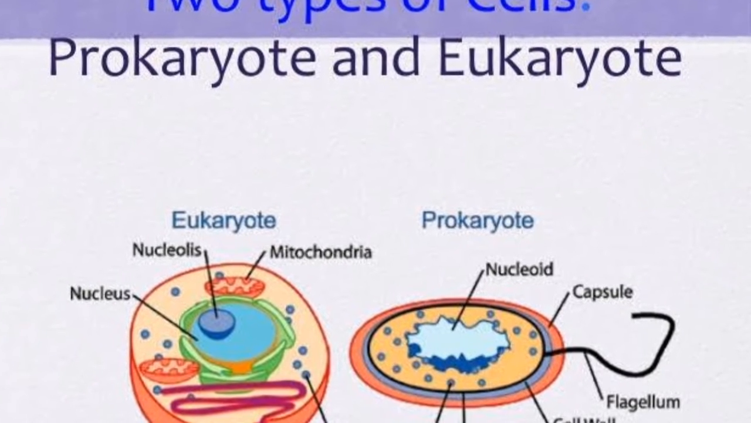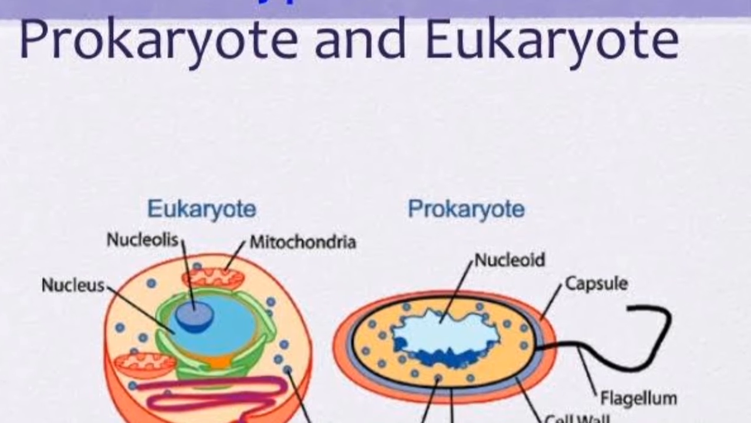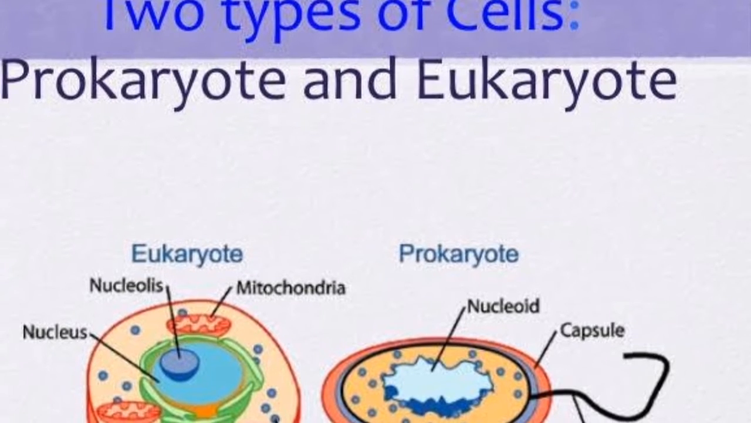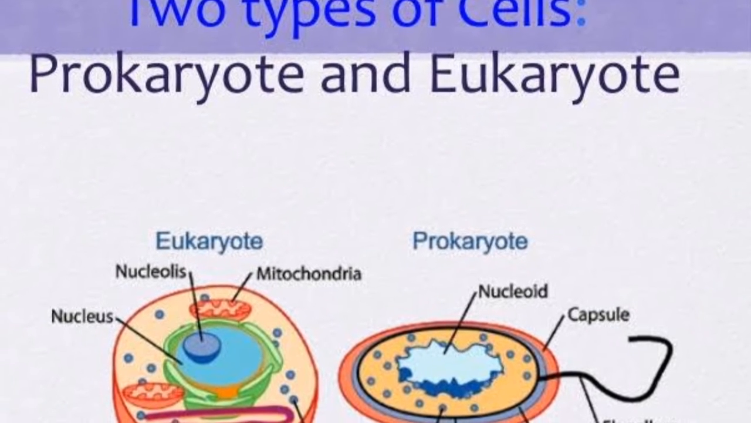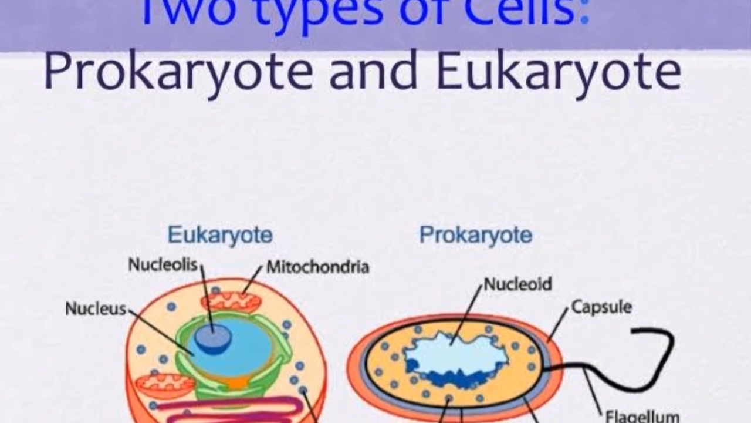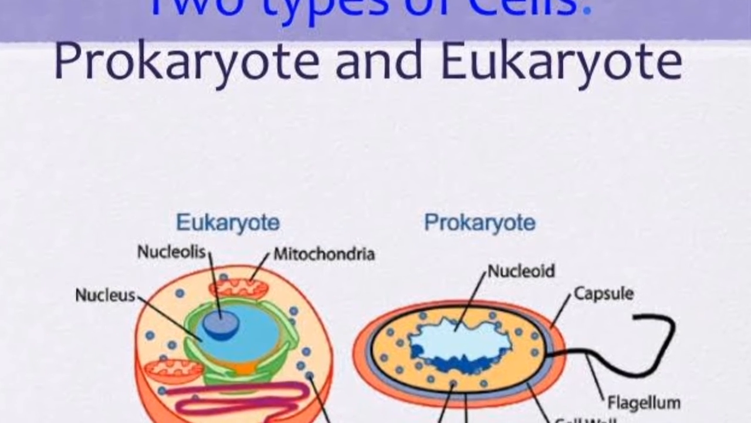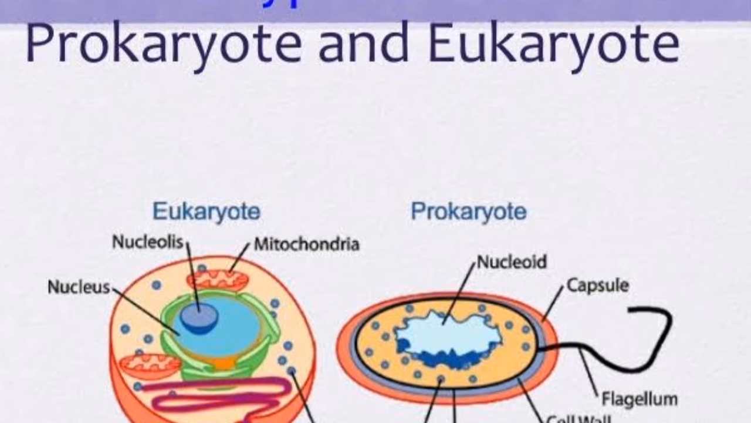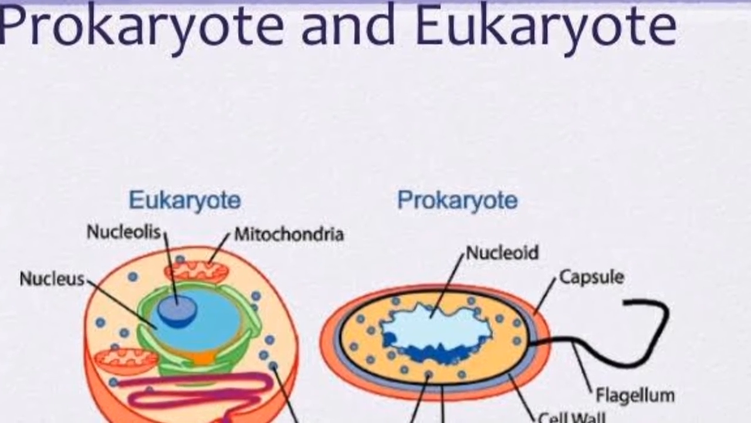Eukaryotes have three types of RNA polymerases, 1, 2, and 3, and prokaryotes only have one type. Another main difference between the two is that transcription and translation occur simultaneously in prokaryotes, while in eukaryotes, the RNA is first transcribed in the nucleus and then translated in the cytoplasm.